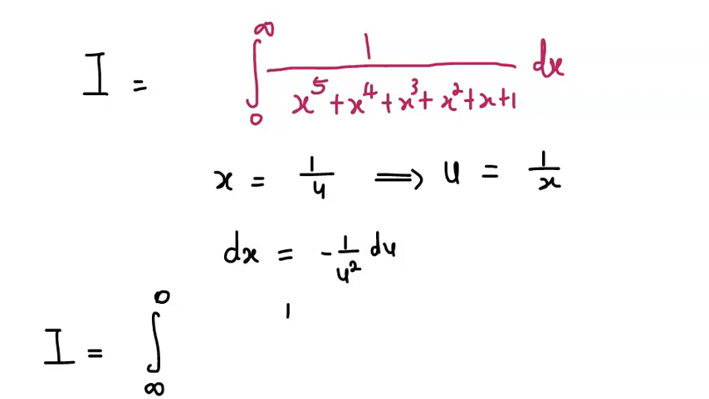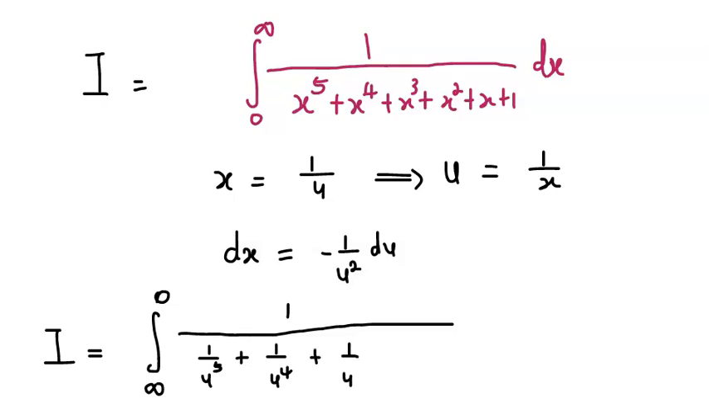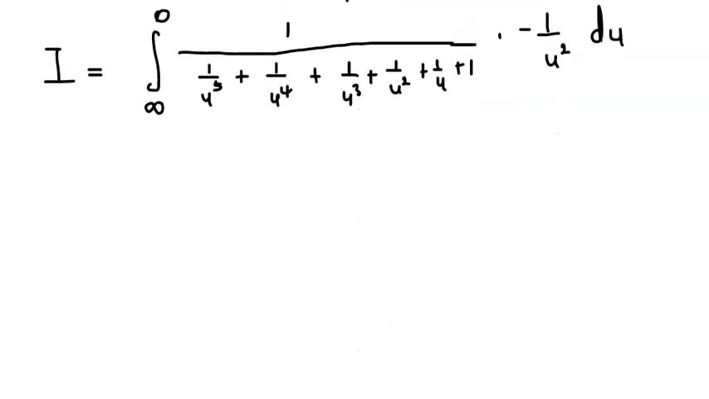So here we have 1 all over, x to the power of 5 will be 1 over u to the power of 5, plus x to the power of 4 will be 1 over u to the power of 4, plus x cubed will be 1 over u cubed. x squared will be 1 over u squared. x will be 1 over u and then plus 1, right? And here the dx will be negative 1 over u squared du. Are we making any progress?